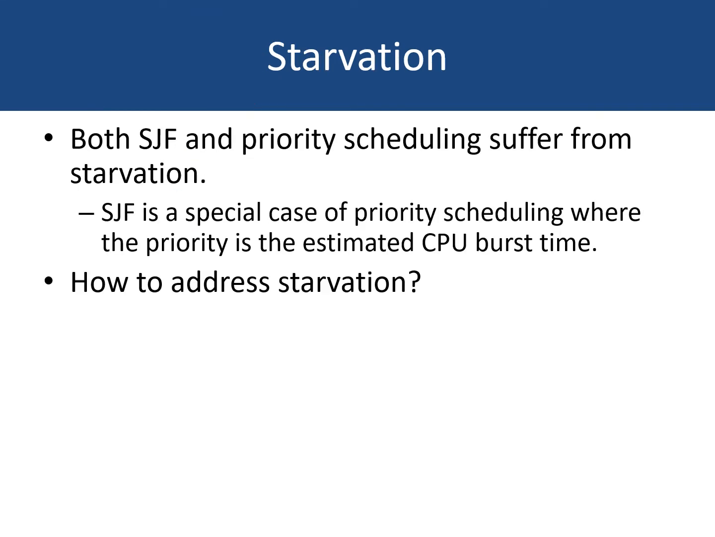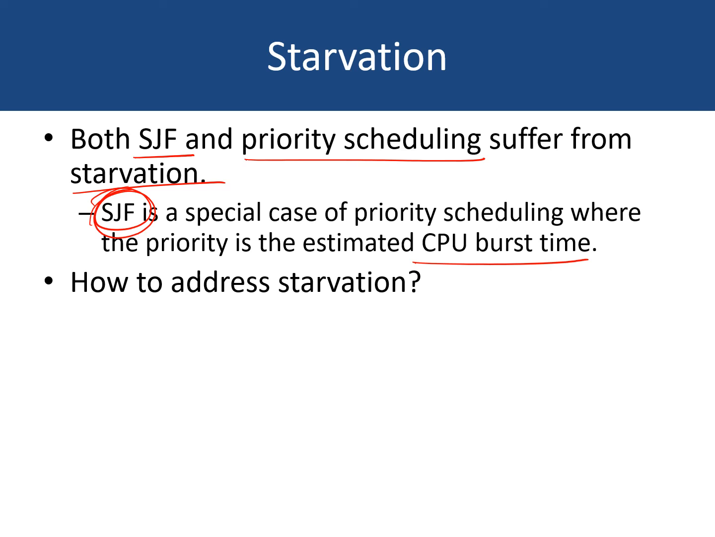We have seen that both the shortest job first as well as the priority scheduling algorithm suffer from the problem of starvation. Like we have seen, the shortest job first is just a special case of the priority scheduling algorithm, where the priority is estimated based on the CPU burst time. Short processes with short CPU burst get a higher priority in the shortest job first algorithm. And because of their scheduling mechanisms, both of these algorithms can leave some low priority processes waiting indefinitely.